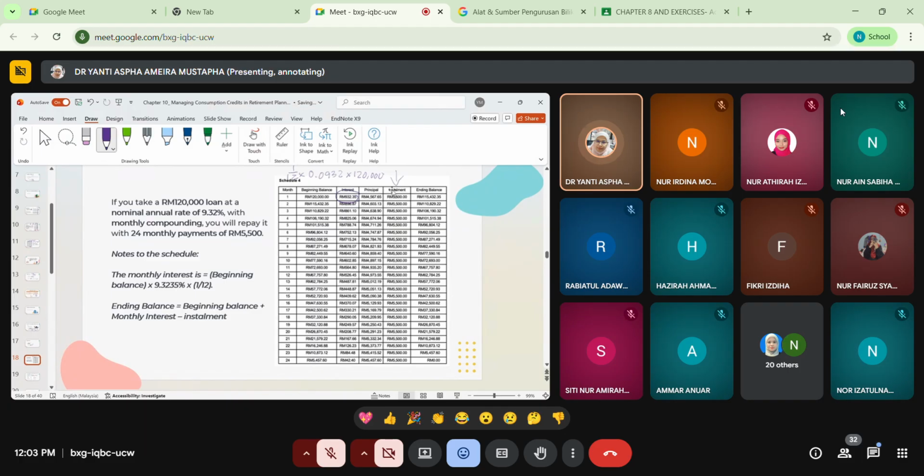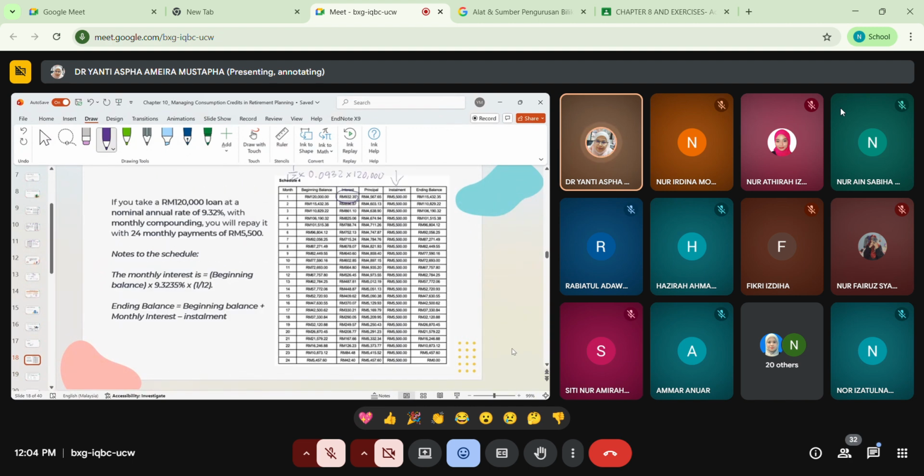Okay, so the ending balance: out of this 932, 5,500 is your monthly installment. So the interest portion paid is 932, while the principal is 4,567. And the ending balance is 120,000 plus the monthly interest minus the installment of 5,500, which gives you 115,432. Okay, so this is how the amortization of a loan is done, based on an NAR of 9.32%, with the principal amount of 120,000.